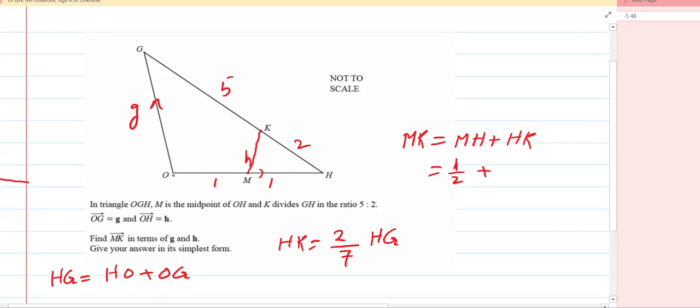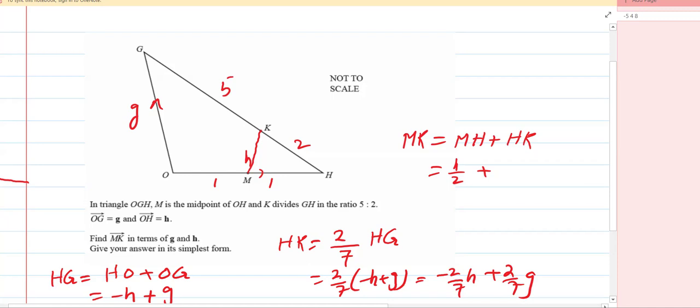Now what is HO? If you see, this is OH. So HO will be the opposite of that, yes? Because we have OH, HO will be opposite, meaning minus H. Plus OG, OG is G. So put this value here, it will be 2 over 7 times minus H plus G. So we got HK. You can simplify it slightly. It will be minus 2 over 7H plus 2 over 7G. This 2 over 7 will multiply with both. And this value of HK put here: H over 2, minus 2 over 7H plus 2 over 7G.